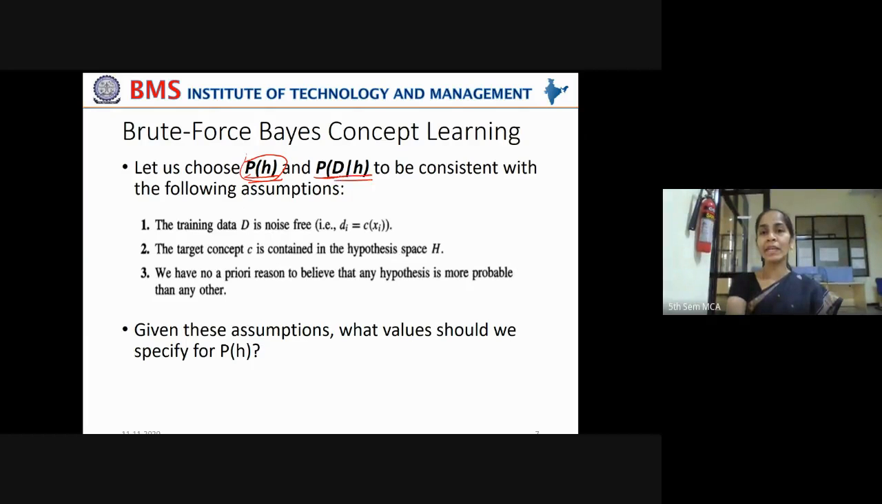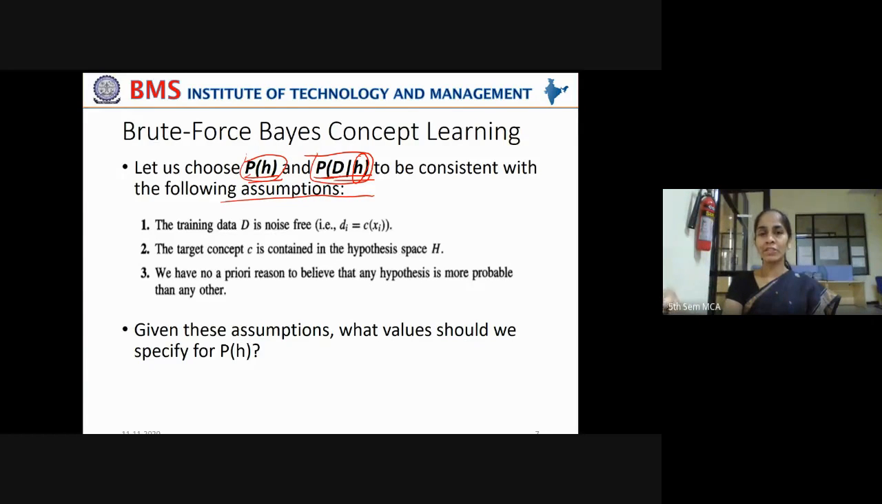and probability of D given H. Now, you observed some new examples. What is the probability that the examples are in compliance with your statement made? Whether this new set of people are clearing the loan or not clearing the loan, into which category they fall. That probability is given by probability of D given H. Now let us choose these two probabilities to be consistent with the following assumptions.